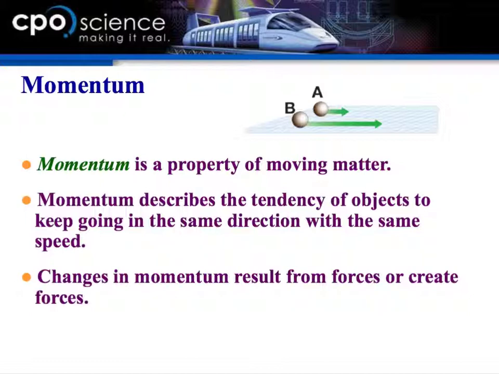Momentum is a property of moving matter. Any object that has momentum is moving. If an object is not moving, it cannot have any momentum. Momentum describes the tendency of objects to keep going in the same direction with the same speed. Changes in momentum result from forces or create forces. So if you're slowing an object down, you're changing its momentum, and you're slowing that object down with some sort of applied force.